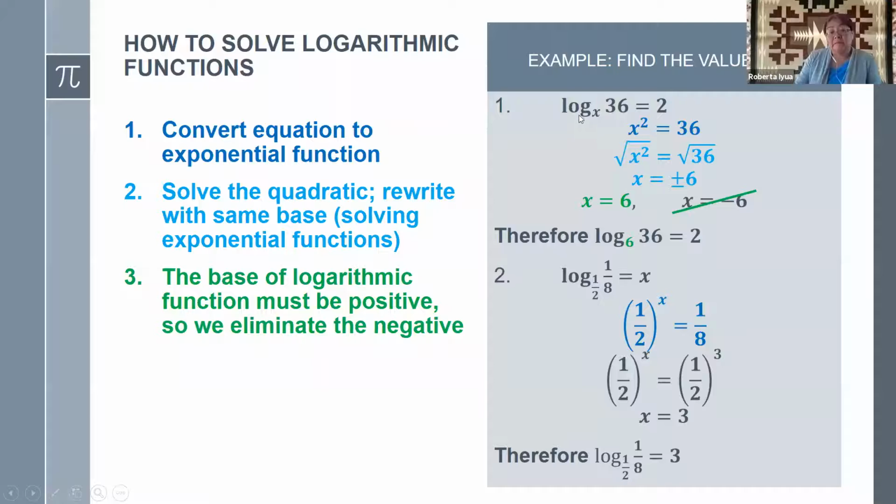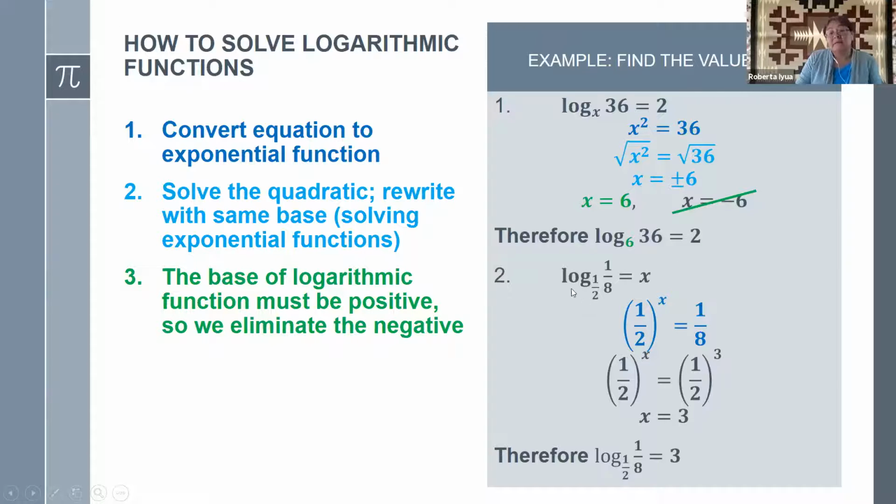My first example is log base x of 36 is equal to 2. So we're going to convert it to an exponential function: x raised to the 2 is equal to 36. Take the square root of both sides and get x equals plus and minus 6. Because the base has to stay positive, we do not use the negative 6. All we're using is the positive 6 to solve our equation. So therefore, the log base 6 of 36 is equal to 2.